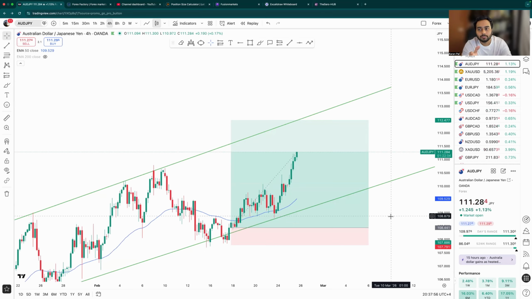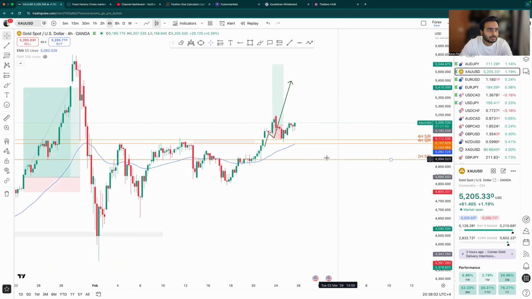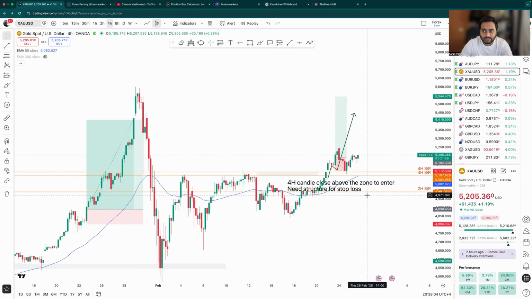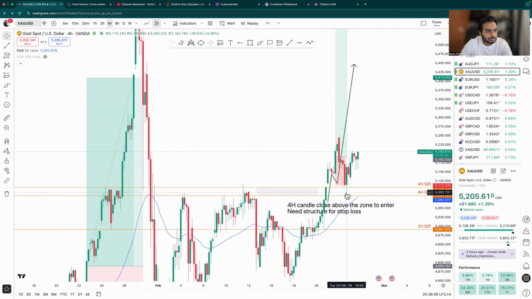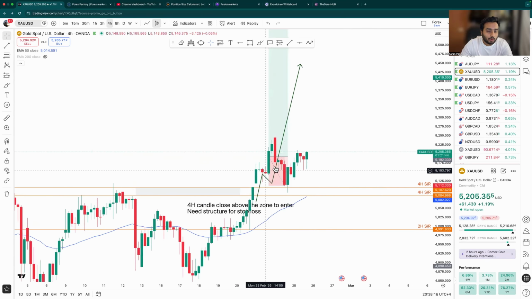Don't do it again. Break that moment right there. For example, on XAUSD, I told you guys this is a very high risk trade in my last session on Monday. I told you this is the liquidity area. The price comes down and then moves up.